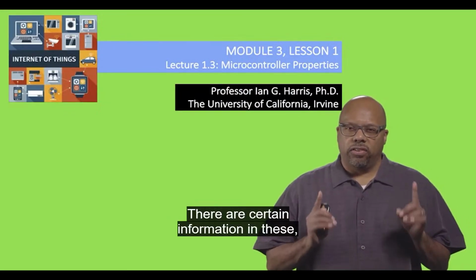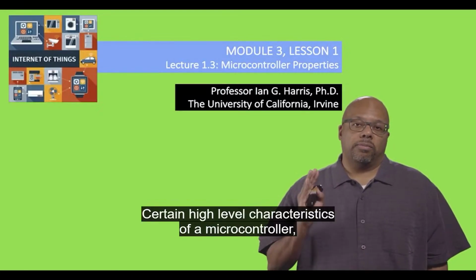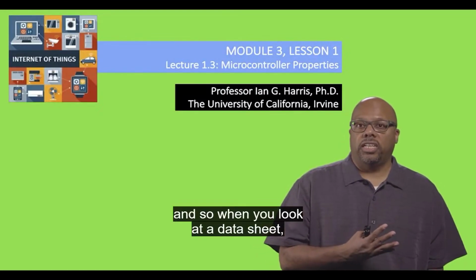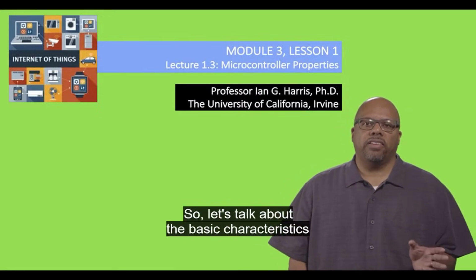But there are certain things in there that we really need to understand in order to make reasonable decisions. We don't have to understand everything in there, and we will not. But certain high-level characteristics of a microcontroller, you should know what they mean. And so when you look at the front page of the data sheet, you can at least tell superficially, yeah, it has this, it has that. That's what I need, or I don't need that, and so on. So let's talk about the basic characteristics of microcontrollers that you might look into.